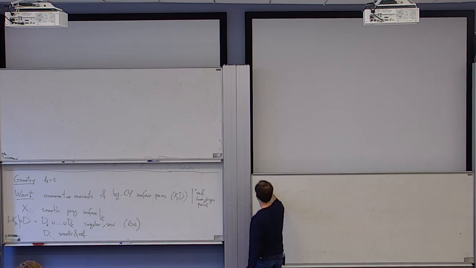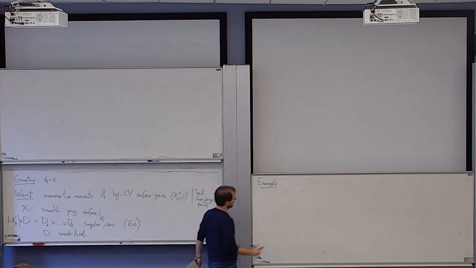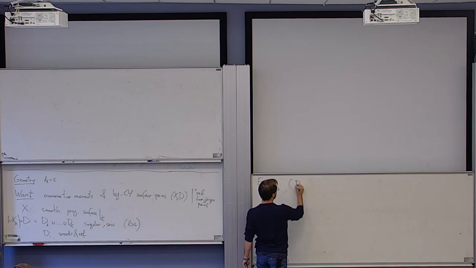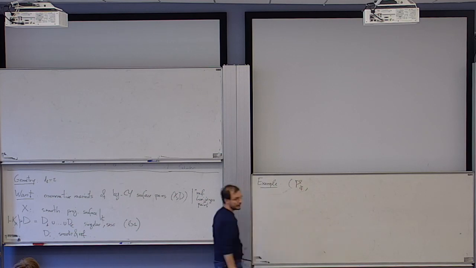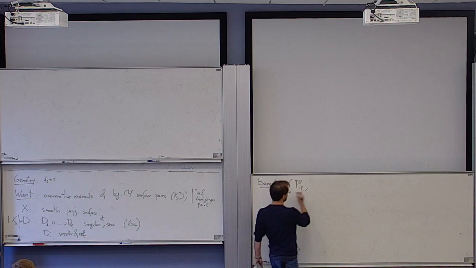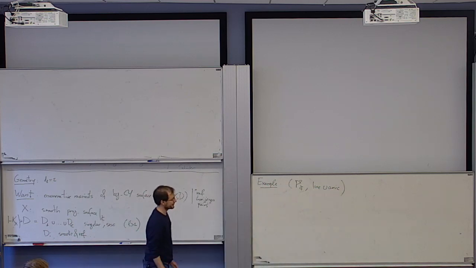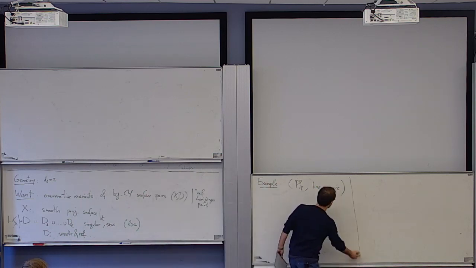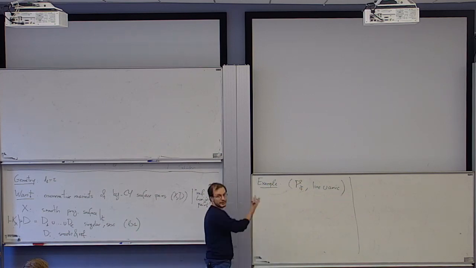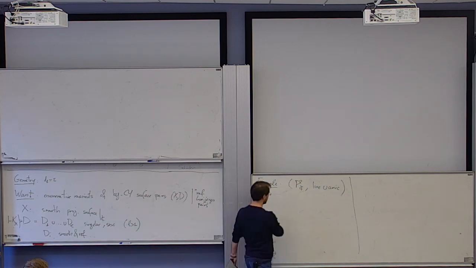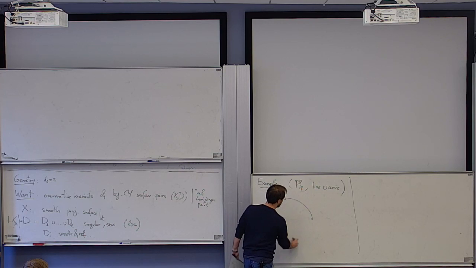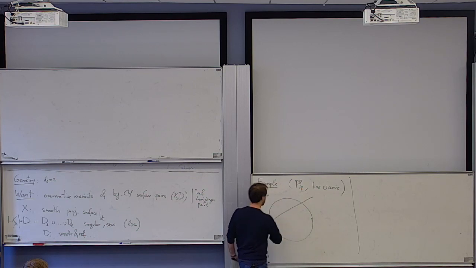So the prototypical example will be given by, well, for X we can take the projective plane, P2. And for D, the union of a conic and a line intersecting it at 2 points. So think of the board to be the projective plane. I got a conic and the line intersecting it.